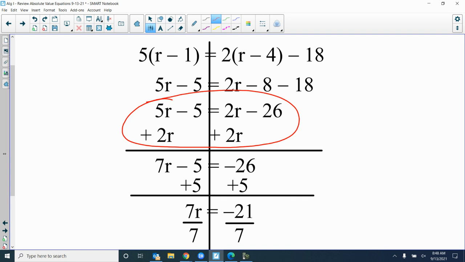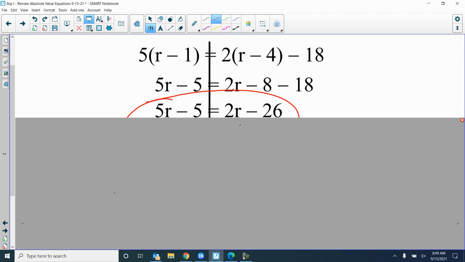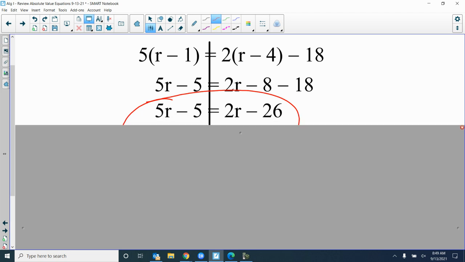So go ahead and copy it down to there and then go ahead and finish it correctly.